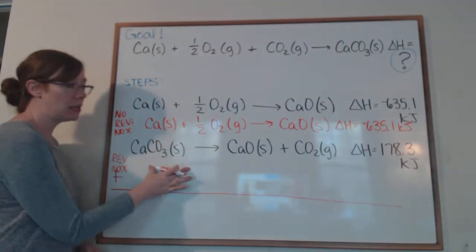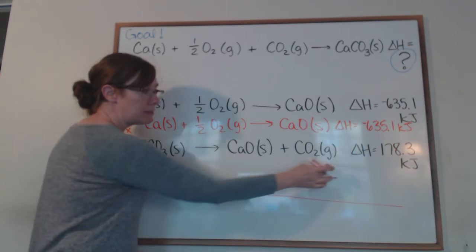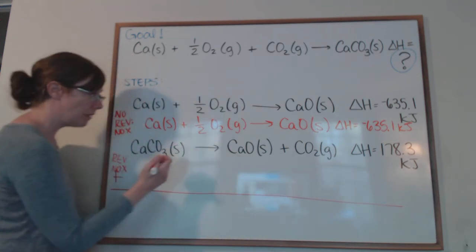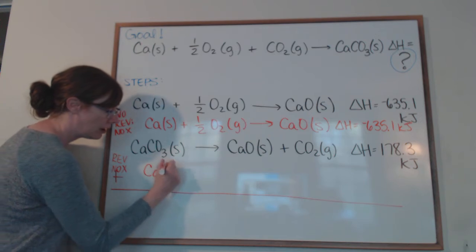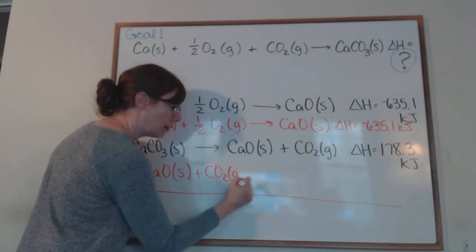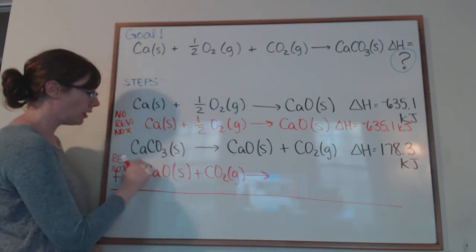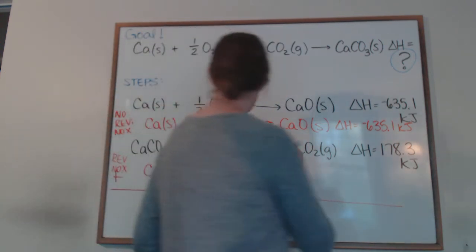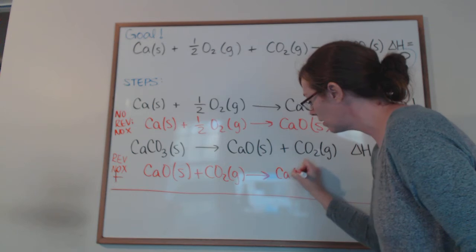So now just reverse the equation. Reversing the equation just means taking the products and writing them as reactants, in either order, it doesn't matter. And the reactant will become the product. So that's what it means to reverse an equation.